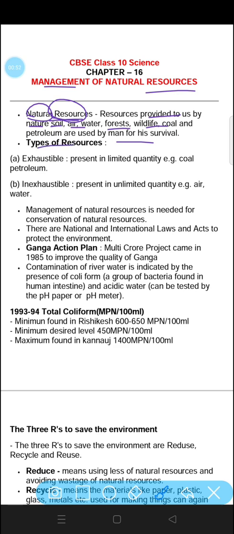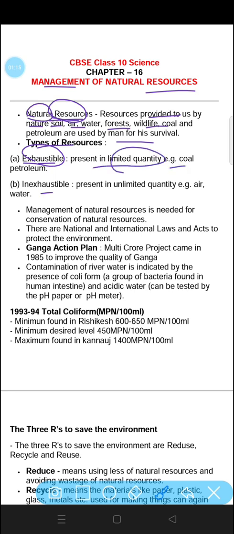Now let us categorize the resources into two types. First one is exhaustible, another one is inexhaustible. As the name indicates, exhaustible are those resources which could get depleted one day. They will be depleted one day. That means they are available in limited quantity.